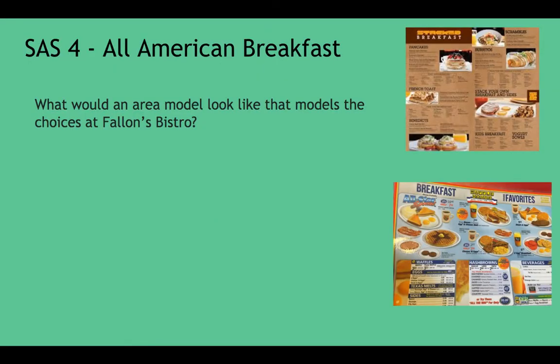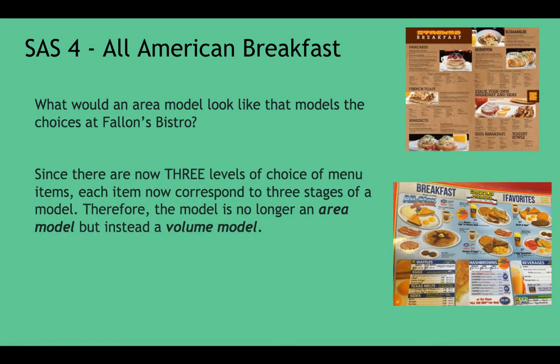So what would an area model look like that models the choices of Fallon's Bistro? This is convoluted, but I want you to think about this. There are 3 levels of choice of menu items. Each item now corresponds to 3 stages of a model. Therefore, the model is no longer an area model, but instead a volume model. So you think about it as 3 by 3 by 3.